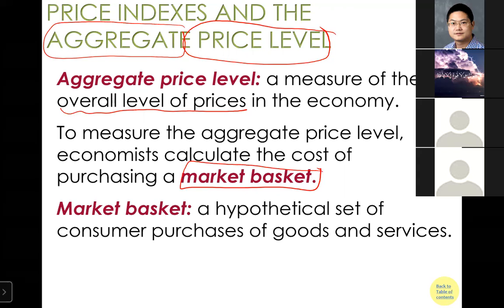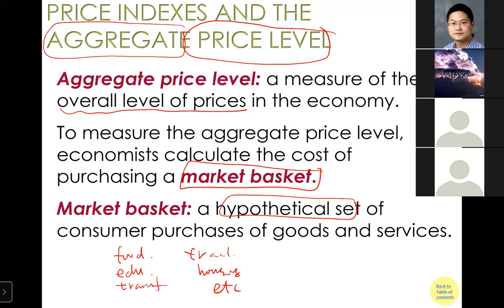What is a market basket? It is a hypothetical set of consumer purchases of goods and services. What that means is we create a set of goods that a typical consumer will purchase in our daily life. It probably includes food and beverage, education, transportation, travel, housing, and so on and so forth. This market basket includes all of the things a typical household purchases or consumes. And then we keep track of the price of this basket, so that gives us a measure of aggregate price level.